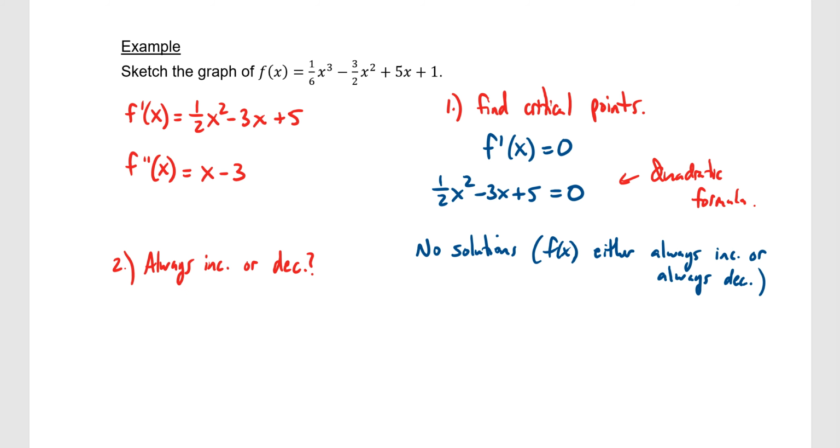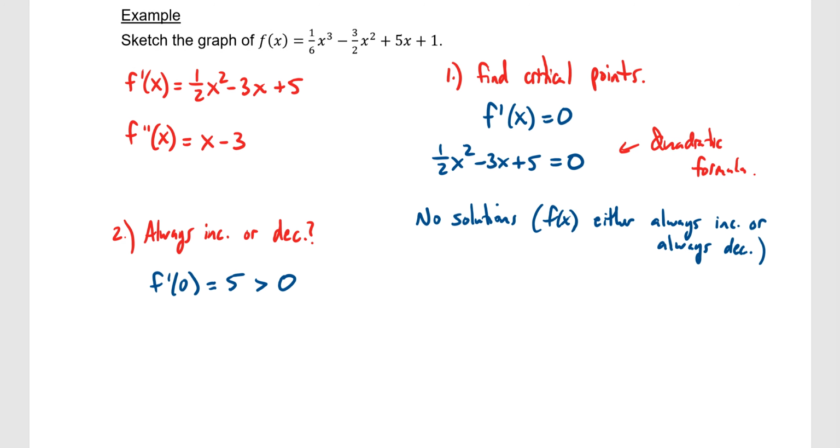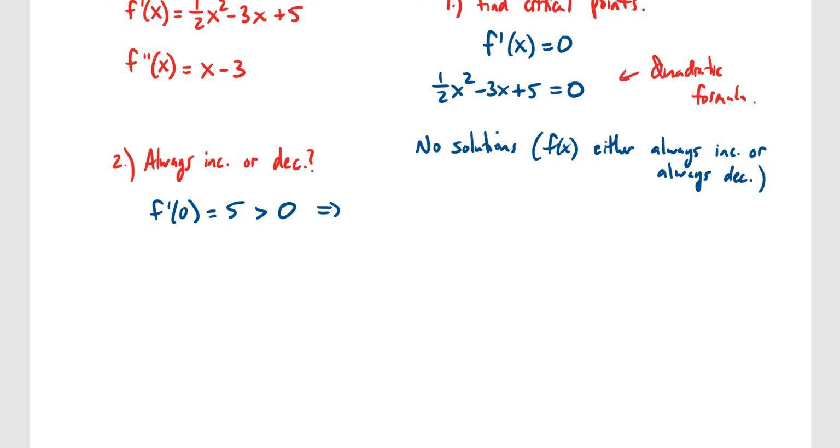We can pick any value we want and plug it into f prime of x. Let's plug in f prime of 0. F prime of 0 is 5, which is positive. Since it is positive, that means f of x is increasing. And just like we said, it's going to always be either increasing or decreasing. So f of x in this case is always increasing. So this is a strictly increasing function.